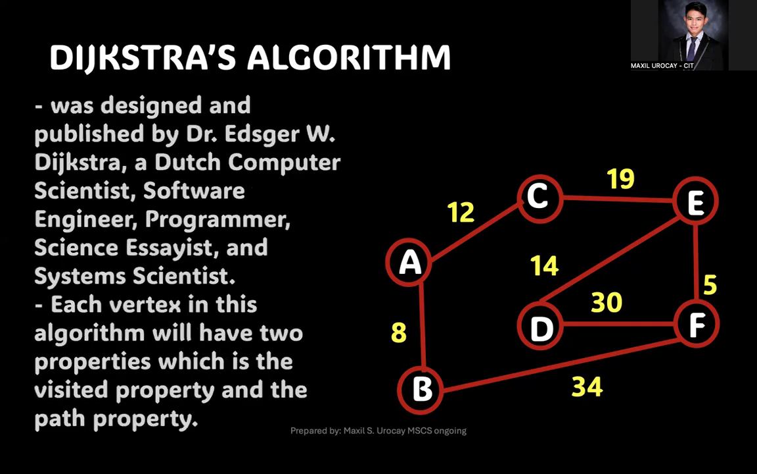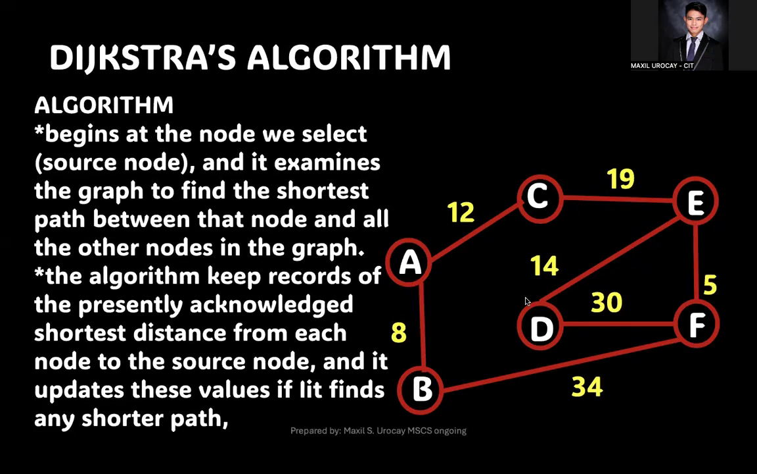It was published by Dr. Edsger Dijkstra, a Dutch computer scientist, software engineer, programmer, essayist, and system scientist. Each vertex in this algorithm will have two properties, which are the visited property as well as the path property. In the algorithm, we begin at the node we select, the source node, and it examines the graph to find the shortest path between that node and all the other nodes in the graph. I know that it's vague for now, but we will picture it out later on.